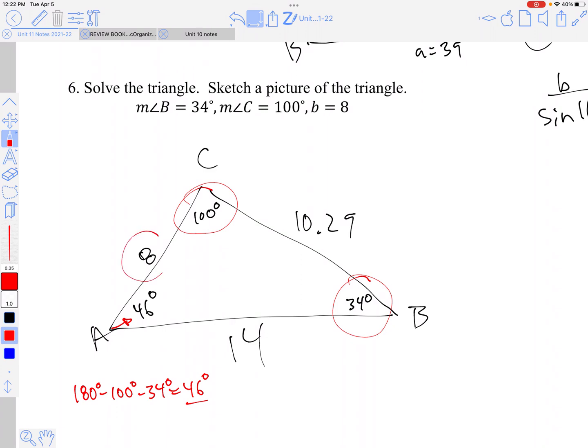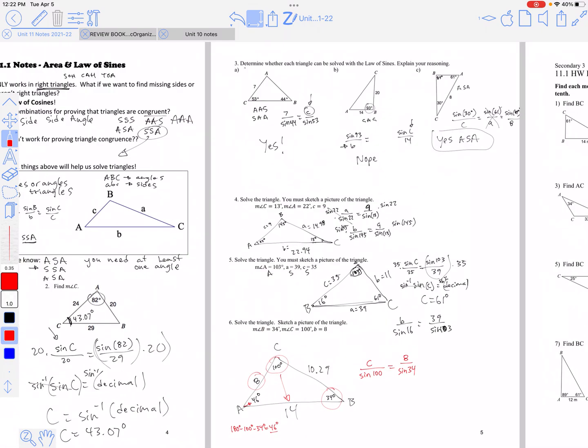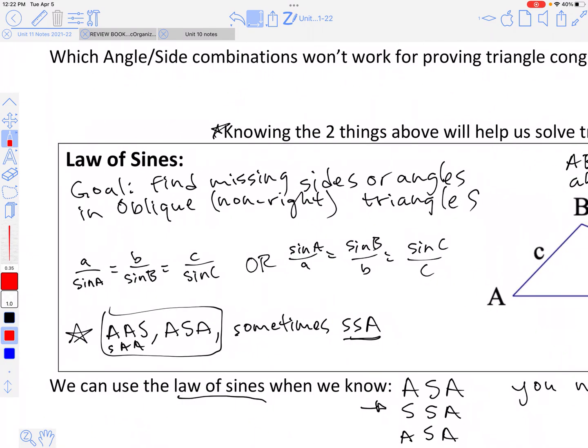Okay, next, you were given side B, right? Now, you can't use SOHCAHTOA because it's not a right triangle. So what you had to do is remember the law of sines. So we want to find, let's say, little c first. So whatever I want to find, I put there, little c. That corresponds to sine of 100 degrees. And then I just have to use the combination that I was given. So I was given the 8, little b, and I was given big B. So I just set it up. Remember, I'm just using this law right here.